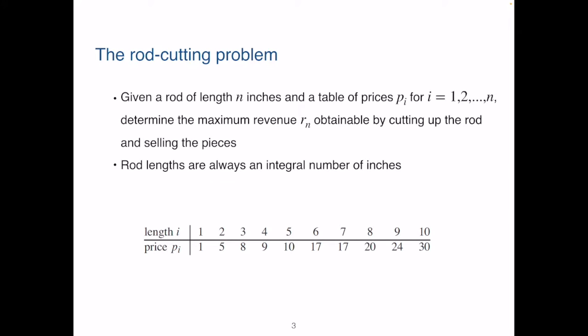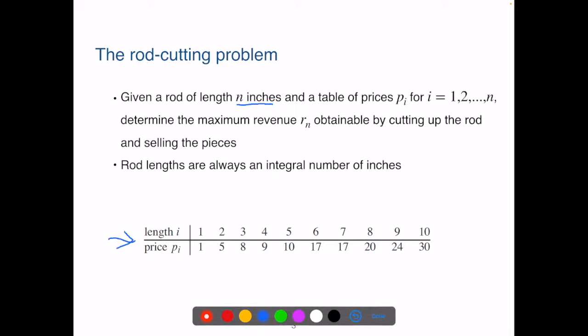Now let's formalize the rod cutting problem. We have a rod of length n inches, and there is a price table provided for us. In this table, it shows the price of a rod with various lengths. In order to maximize the revenue Rn, we need to decide how many pieces to cut and where to cut.